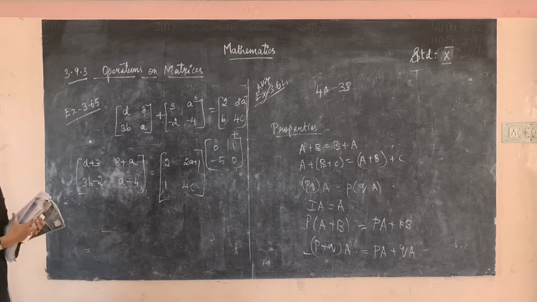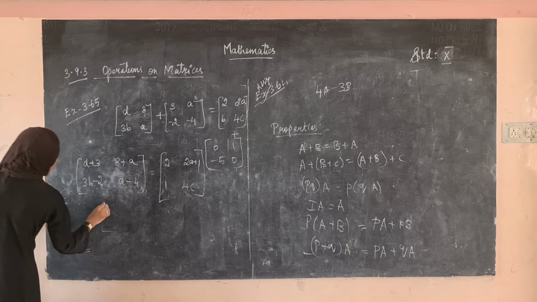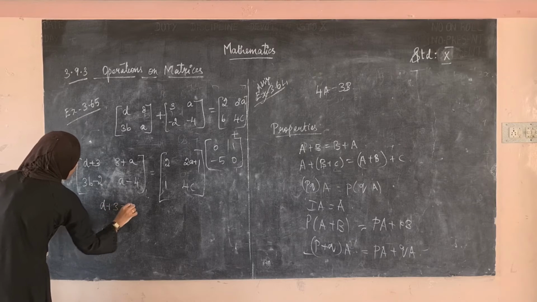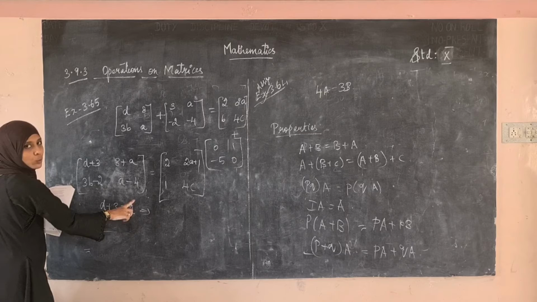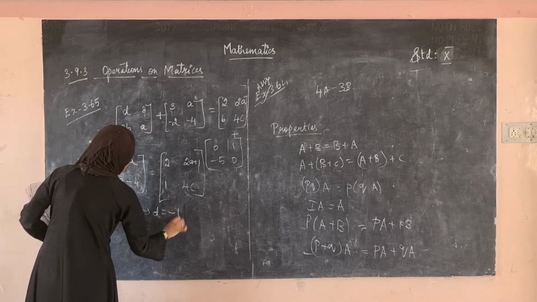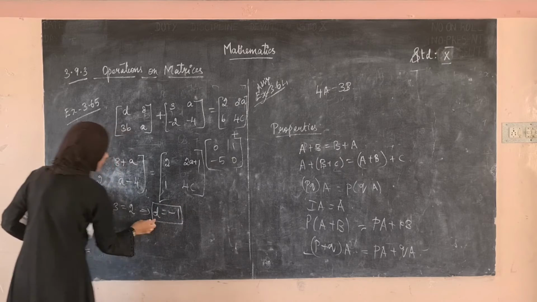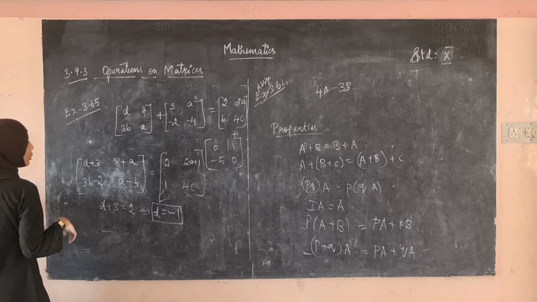Now what can we do? We can equate the elements. D plus 3 is equal to 2. From this we can take 3 to this side. 2 minus 3 is minus 1. D's value is minus 1. We have to find the values of A, B, C, D, X and Y. 6 values we have to find.